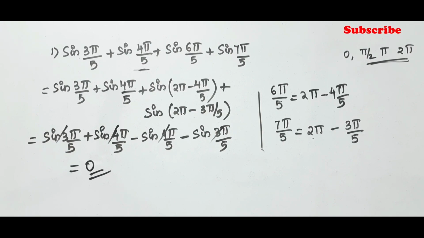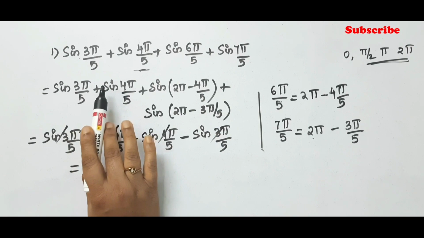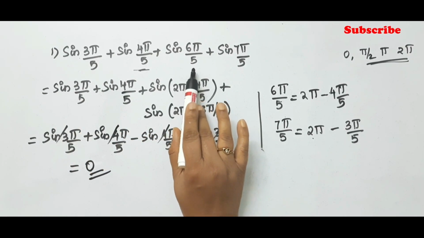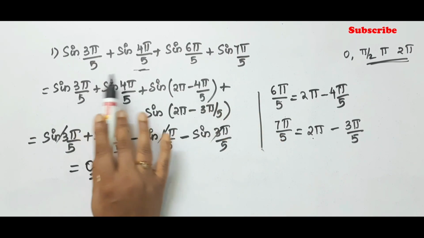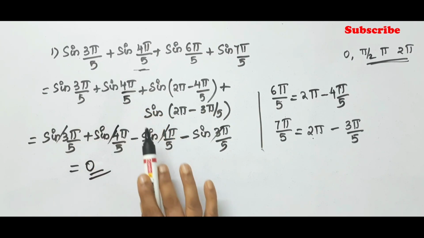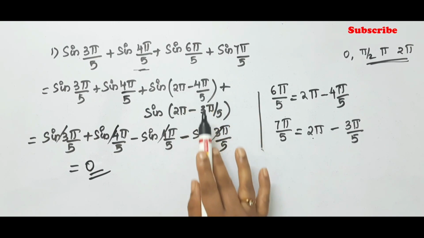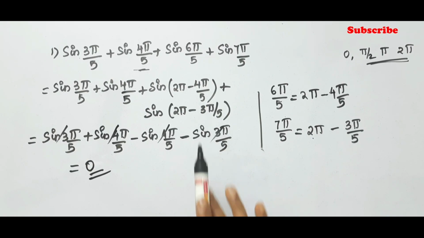Okay, in this way you have to solve this type of problems. Just try to split the given angle such that it is somewhat similar to the remaining angle. Then it becomes easy for you to solve. Here I have transformed the angles 6 pi by 5 and 7 pi by 5 such that I will get either of these two angles. Is it not? I have split it as 2 pi minus 4 pi by 5 for 6 pi by 5, and for 7 pi by 5 I have transformed the angle as 2 pi minus 3 pi by 5.